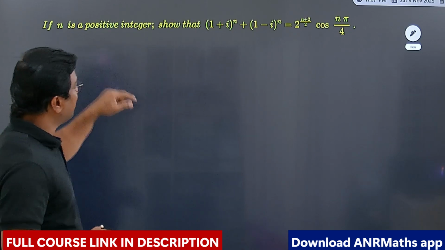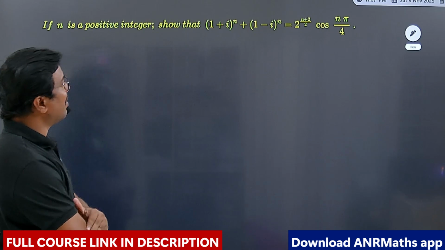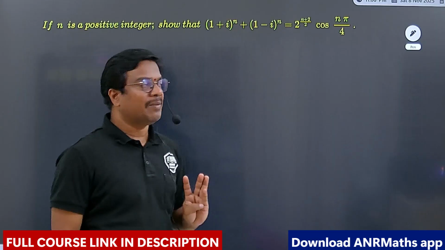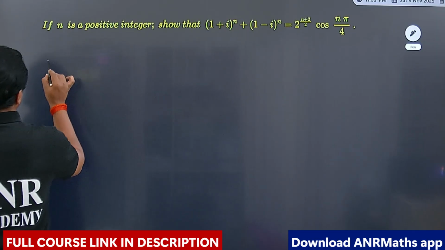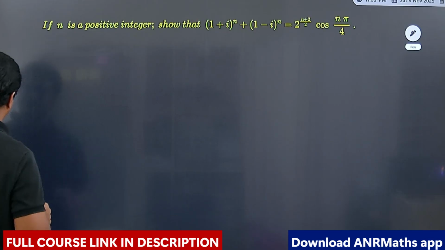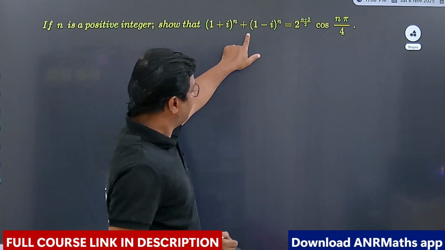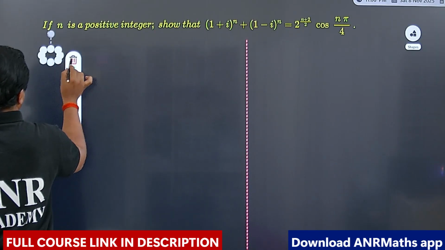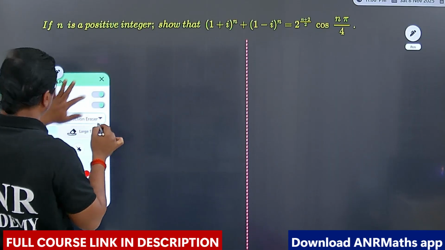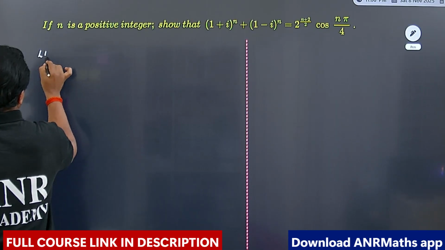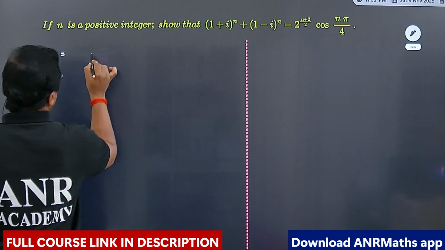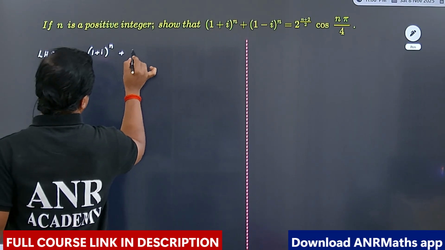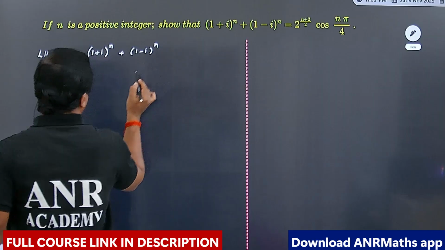Again, n is a positive integer. Show that (1 plus i) whole power n plus (1 minus i) whole power n equals 2^((n+2)/2) cos of n pi by 4, is given. Again, select the LHS part. I am going to write the LHS part. That is given as 1 plus i whole to the power of n plus 1 minus i whole to the power of n.